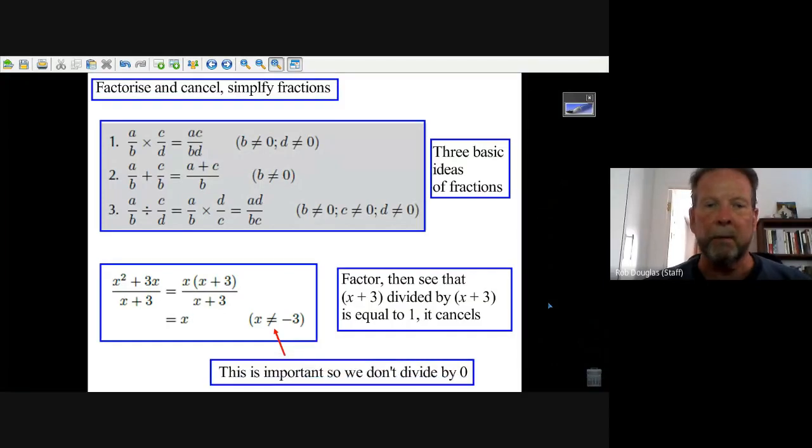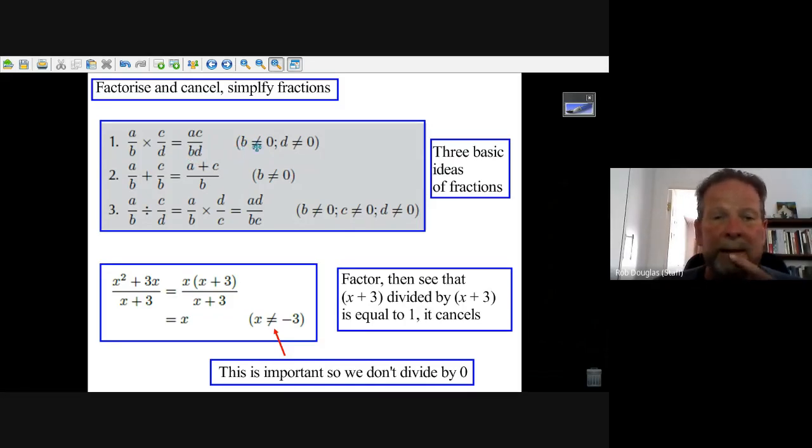Okay, we're going to look at factorizing and canceling. And with algebraic fractions, the first thing we've got to be really clear on are the three basic ideas of fractions. One, that is if you multiply straight across. And when you have a fraction with variables, with letters in it, there are certain things that the letters can't be. That means you can't have zero in the bottom of a fraction.